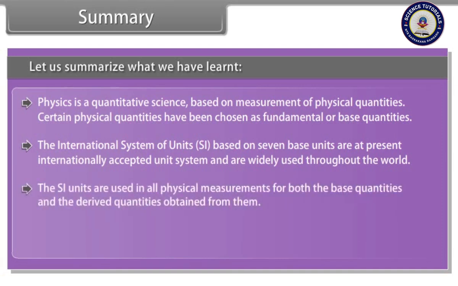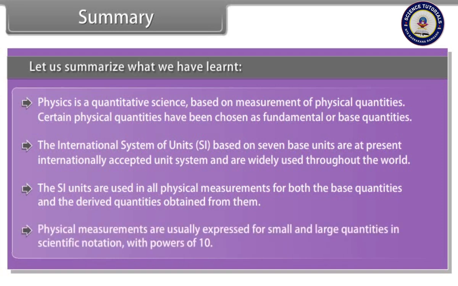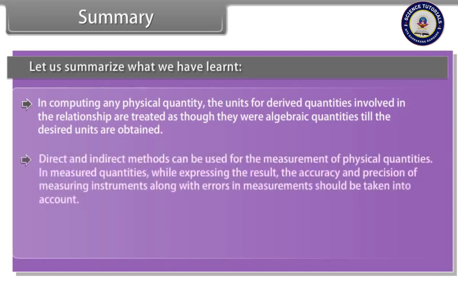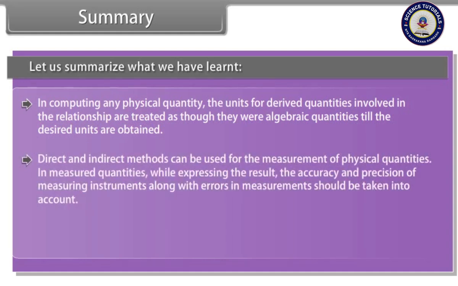The SI units are used in all physical measurements for both the base quantities and the derived quantities obtained from them. Physical measurements for small and large quantities are usually expressed in scientific notation with powers of 10. In computing any physical quantity, the units for derived quantities involved in the relationship are treated as though they were algebraic quantities till the desired units are obtained. Direct and indirect methods can be used for the measurement of physical quantities.